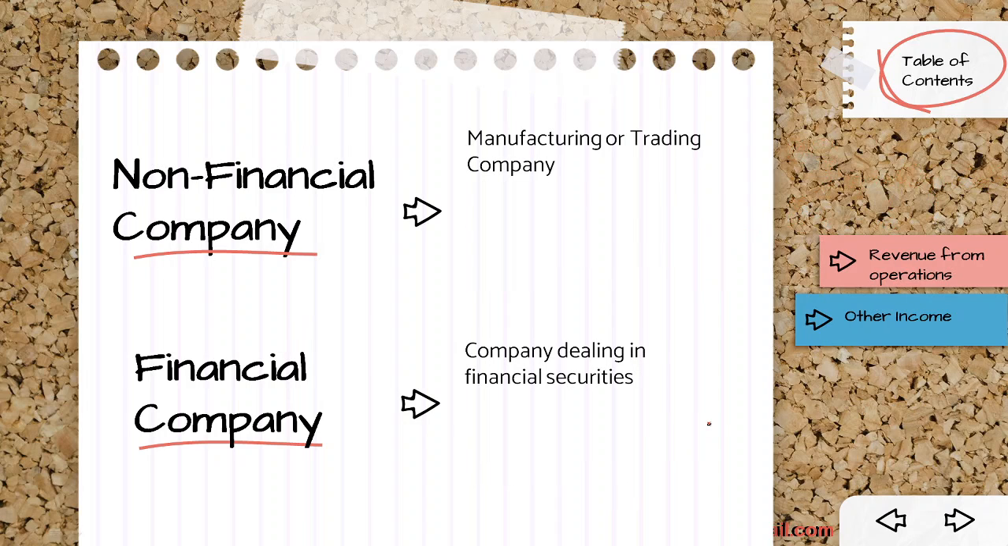Now let's talk about the other income. Similarly, in case of other income also, as you know, other income is the income which is earned from the non-operating activities.